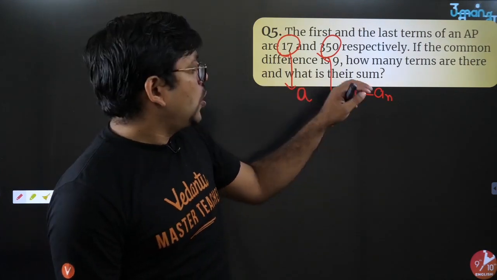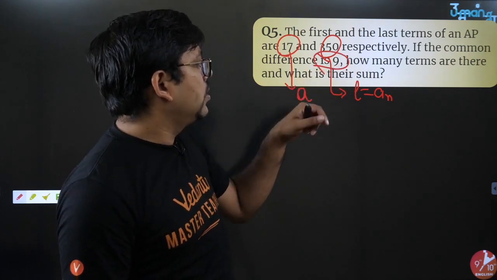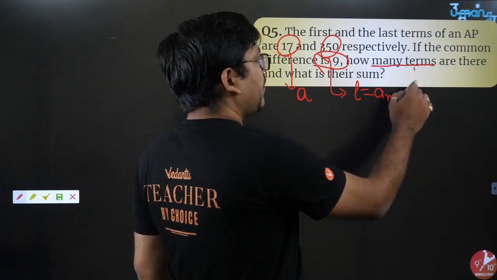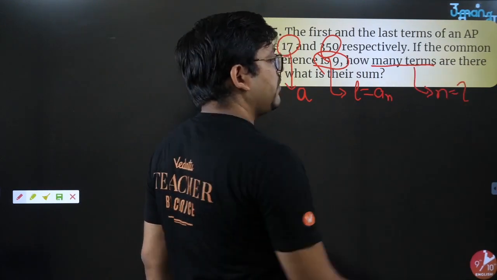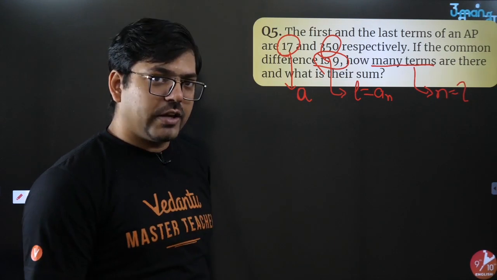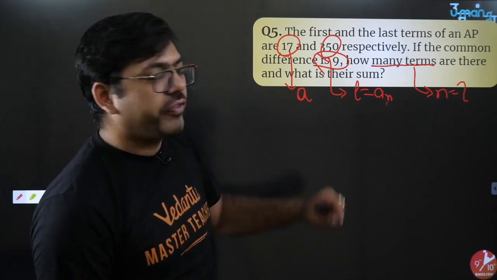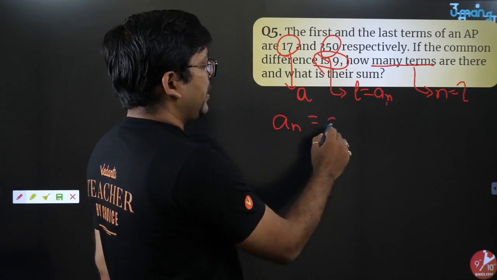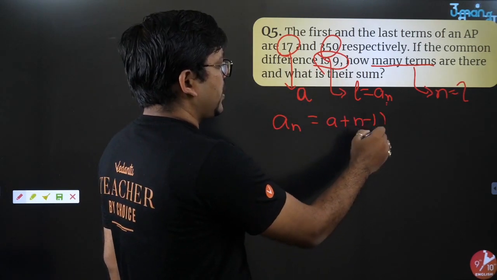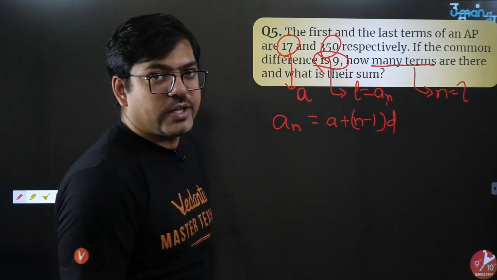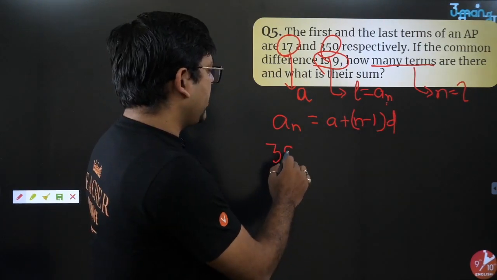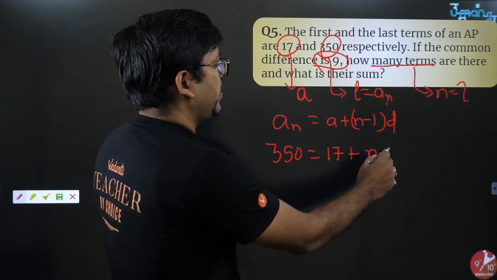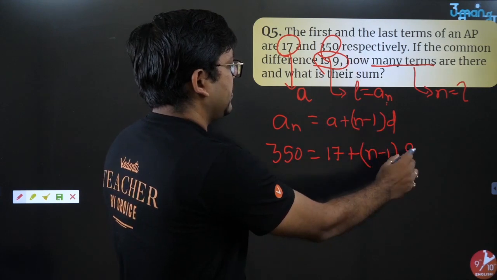Okay. So common difference is given, 9. Now the question is asking how many terms. So first of all, the question is asking me the value of n. So can we find the value of n? I would say yeah, we can find it, because we have been given the value of an. See, an is given here, 350, and we know an has a formula a plus (n minus 1) into d, isn't it? So an, 350, is equal to a, 17, plus (n minus 1) into d, common difference is 9.